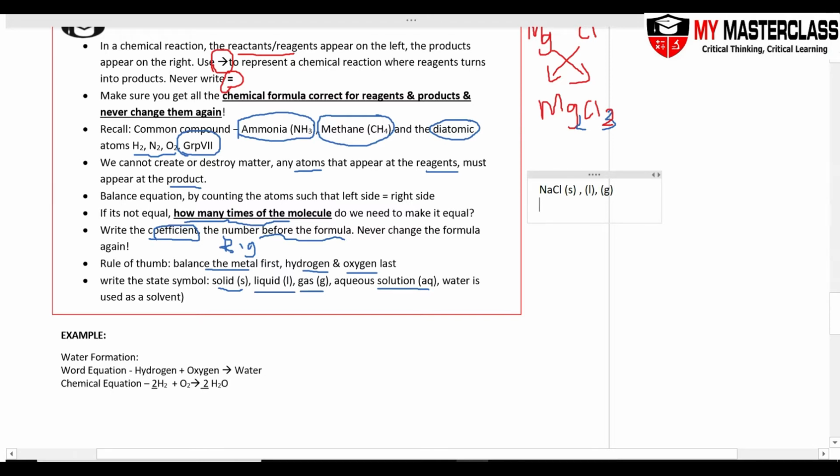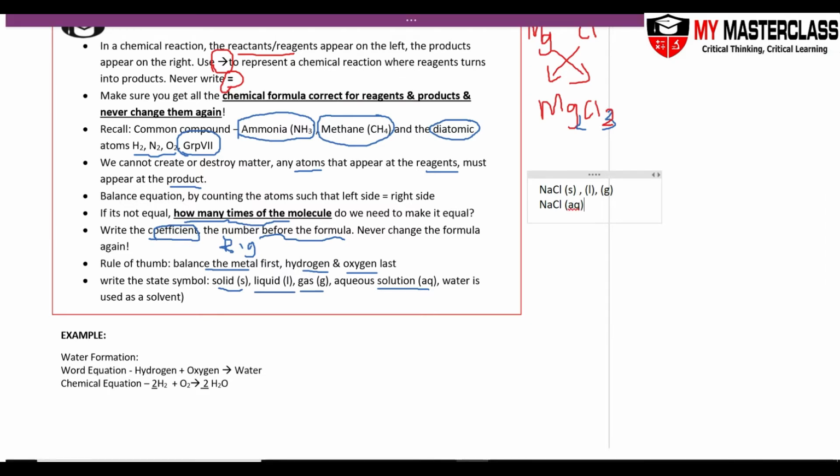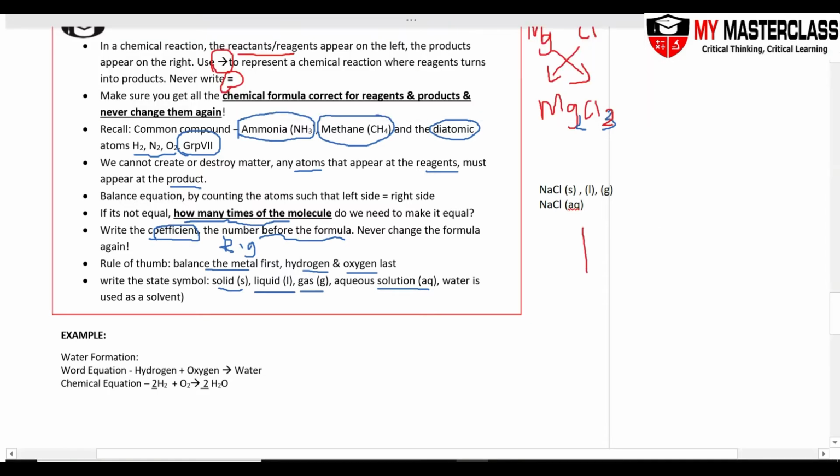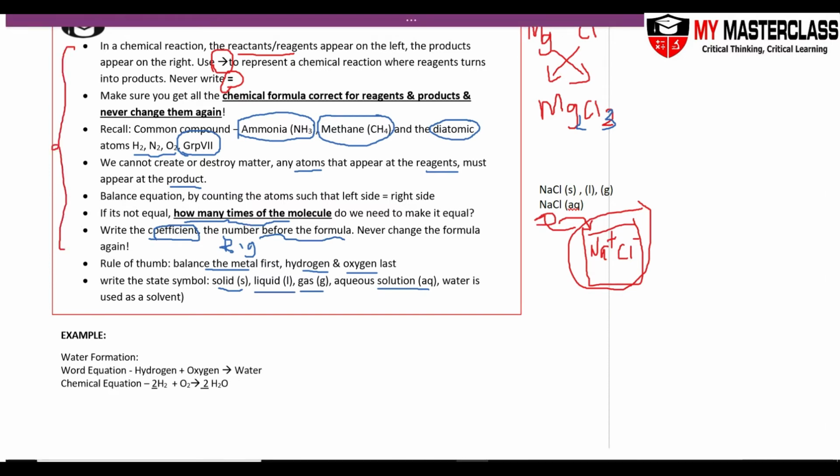Then I also can have NaCl aqueous. What does aqueous mean? It means there's a beaker of water, and I put the solid salt inside, and it dissociates into ions. It dissolves to become Na+ and Cl-. And this whole thing is NaCl aqueous. It is a solution and it is a mixture. So using this information, let's see how we write chemical equations.